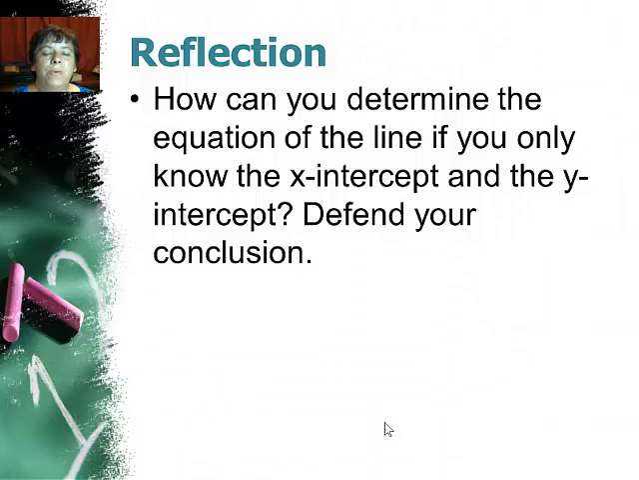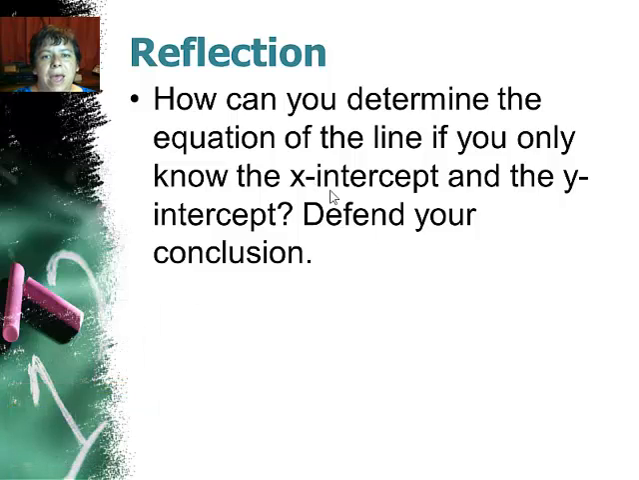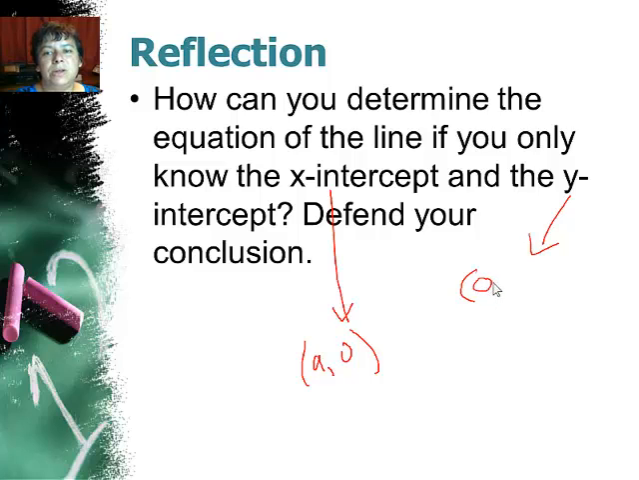So, quick reflection. How can you determine the equation of the line if you only know the x-intercept and the y-intercept? I'll give you a little clue here. The x-intercept is really a, comma, 0, because when it crosses the x-axis, it's a, comma, 0. The y-intercept will be 0, comma, b, because it's on the y-axis.